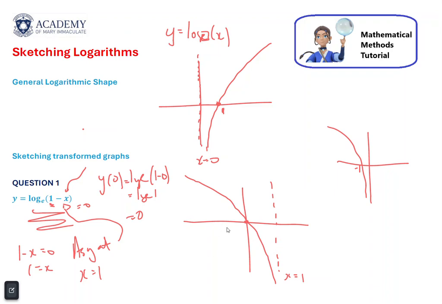And I need a second point because I've got 0, 0. So I'm going to choose negative 1. So y of negative 1 will equal log base e of 1 minus minus 1, or log base e of 2. And there's my graph, asymptote, 2 points labelled, and there's my curve.